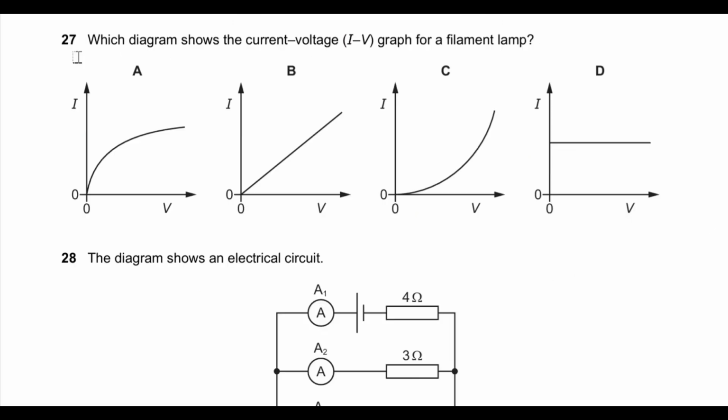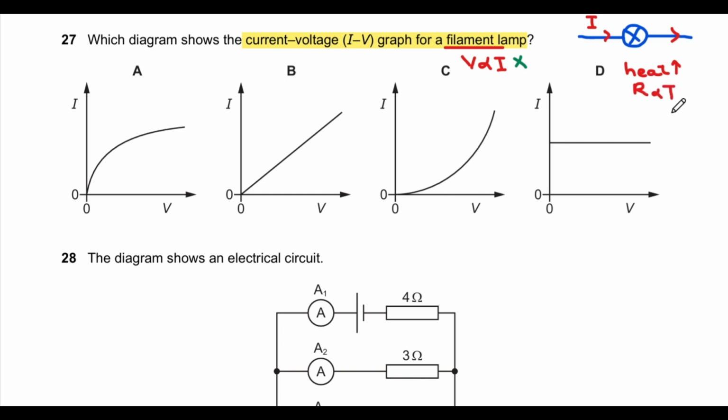Question number 27 says, which diagram shows the current voltage graph for a filament lamp? A filament lamp is a device that does not follow Ohm's law, which is voltage is directly proportional to current. It doesn't follow this rule. Let's suppose it's a filament lamp and current is passing through it. When current passes through a filament lamp, the filament lamp starts heating up. That means the temperature of the lamp starts increasing.